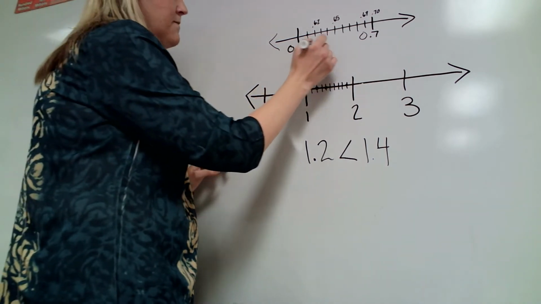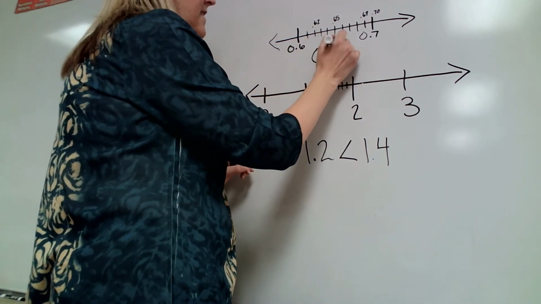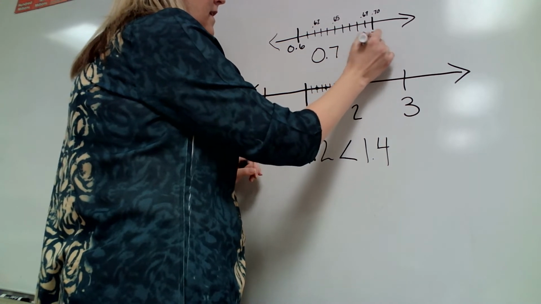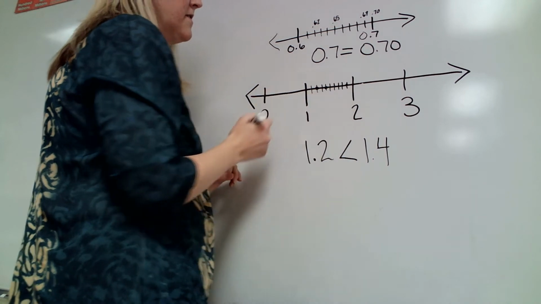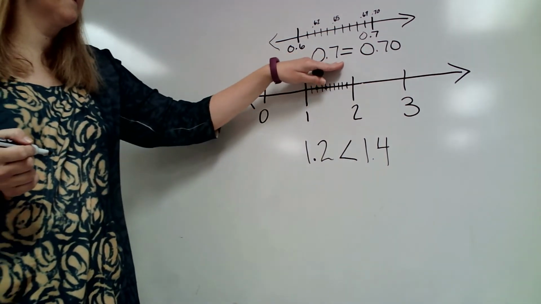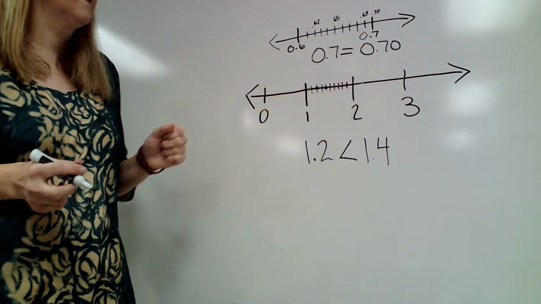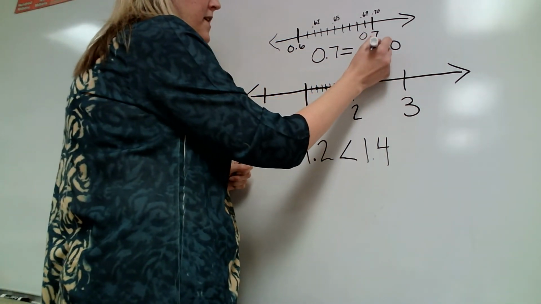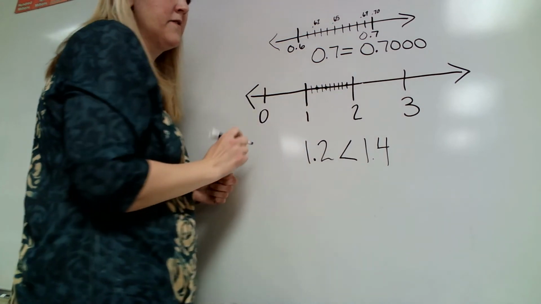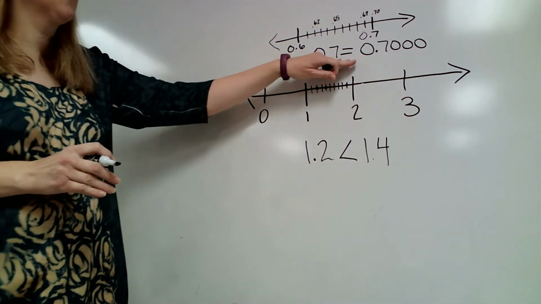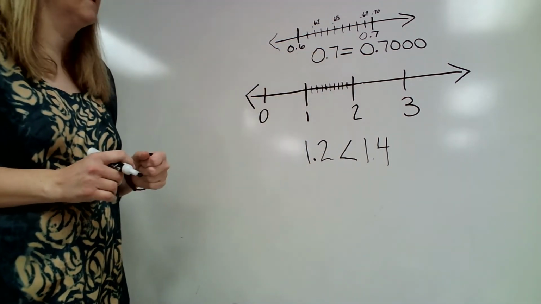So if I were comparing 7/10 and 70 hundredths, these are going to be equal to each other. 7/10 is the same amount as 70 hundredths. After a decimal point, I could place zeros at the back of a number and it doesn't change the value. So these two are still going to be equal to each other.